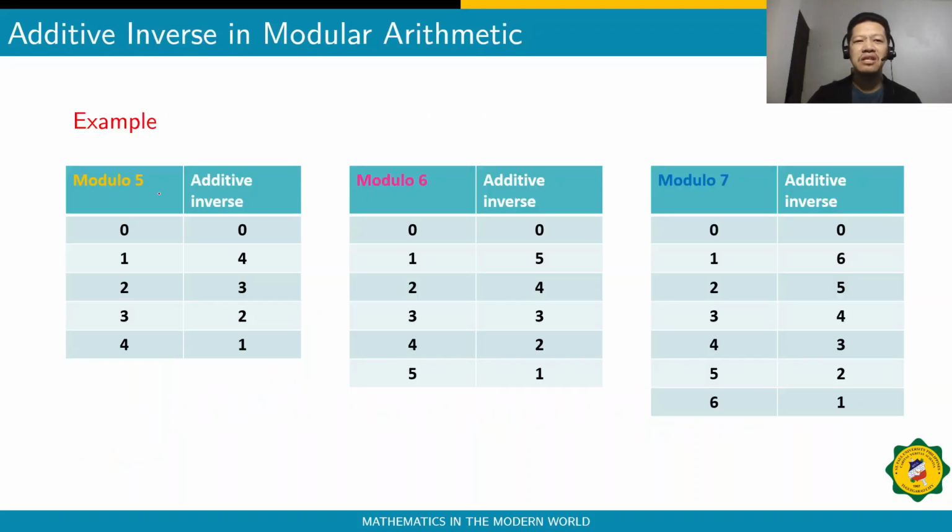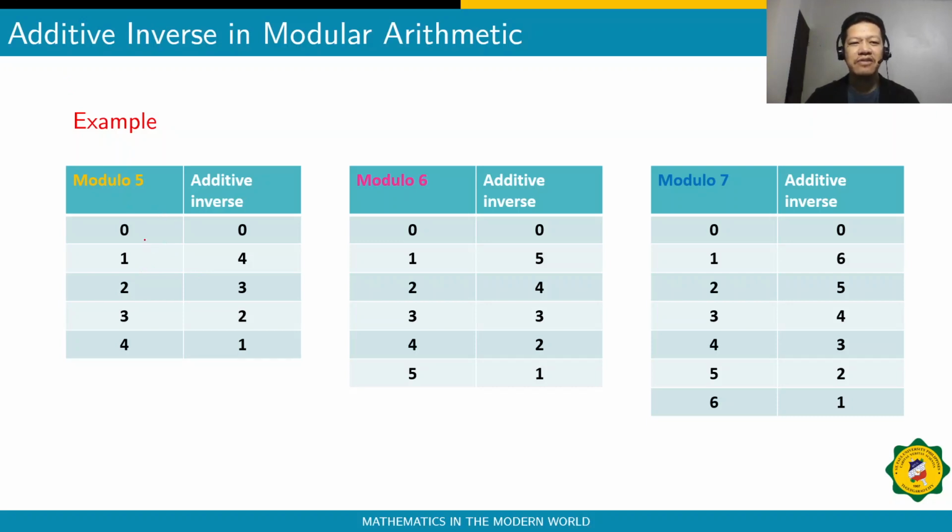So we have here different modulo n: modulo 5, modulo 6, and modulo 7. In modulo 5, finding the additive inverses of 0, 1, 2, 3, 4 here, the additive inverse of a number is just the number you add to this given number so that the sum will be equal to the modulus, which is 5 here. So that when you get the modulo 5 of the sum of the two numbers, it gives you 0. So that's the meaning of additive inverse.